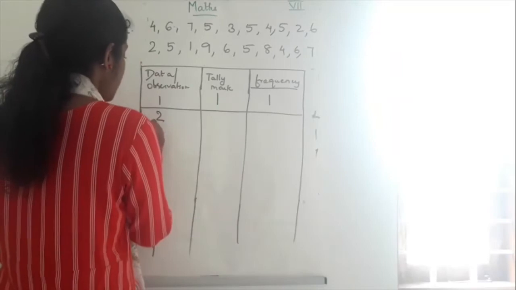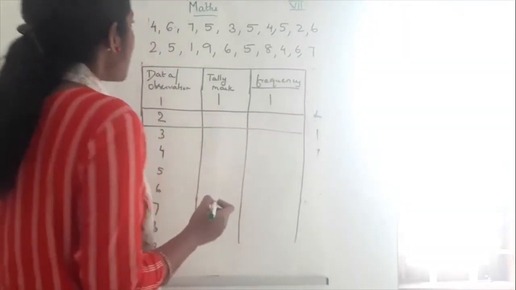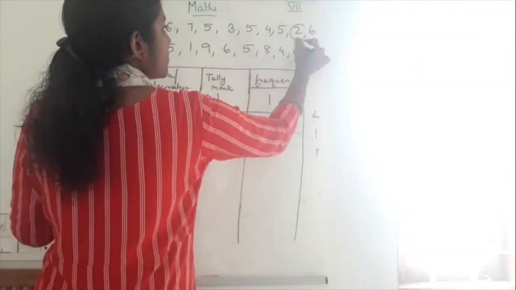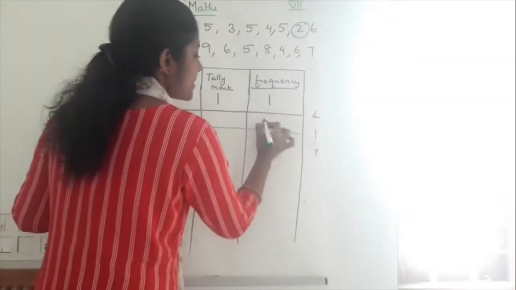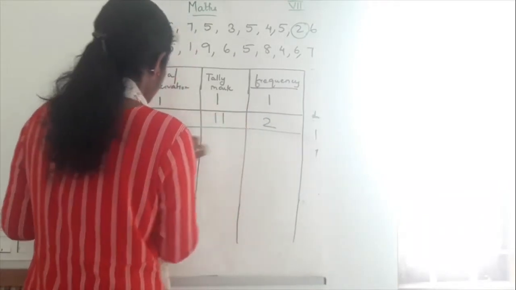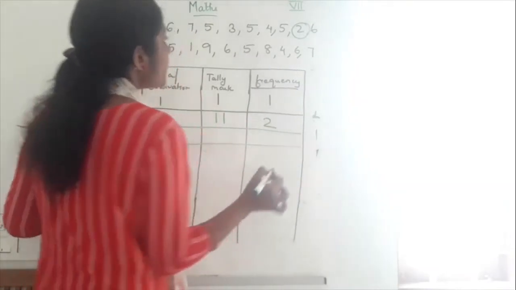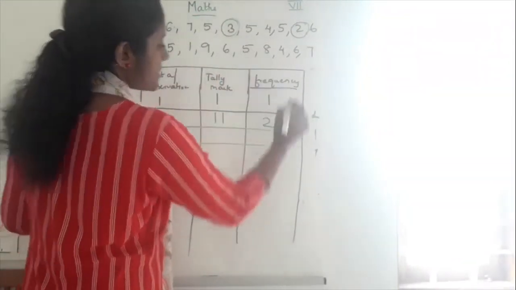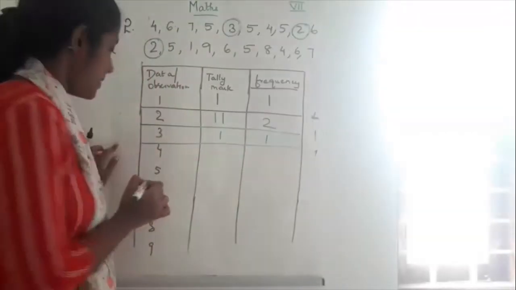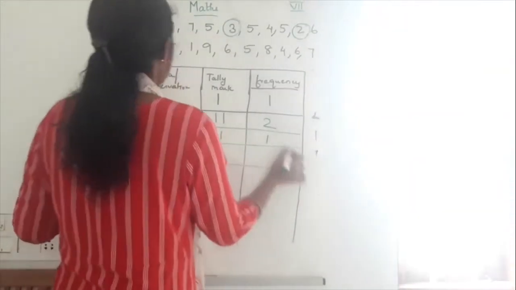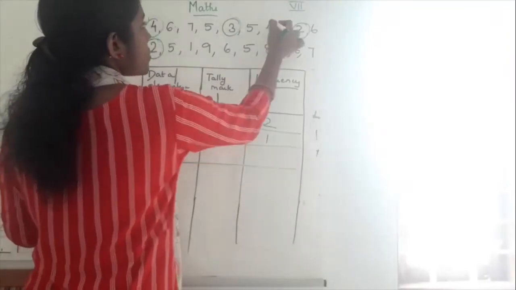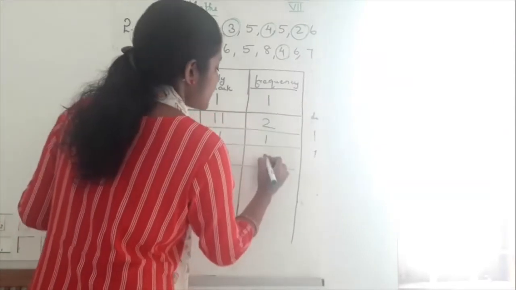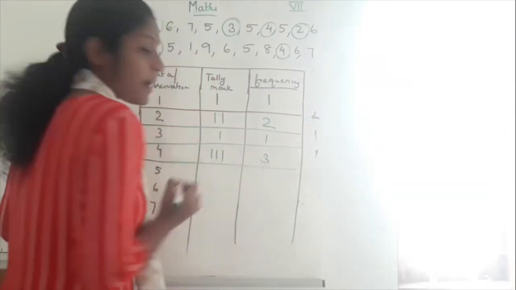Okay. Next one is 2. 2 it occurs for how many times? 1, 2. Yes, 2 times. Draw the tally mark 1, 2. Next thing is 3. 3 it occurs for 1, yes, only one time. So 1. 4, 1, 2, 3 times. So 3 is the frequency of 4. Draw the tally mark 3.